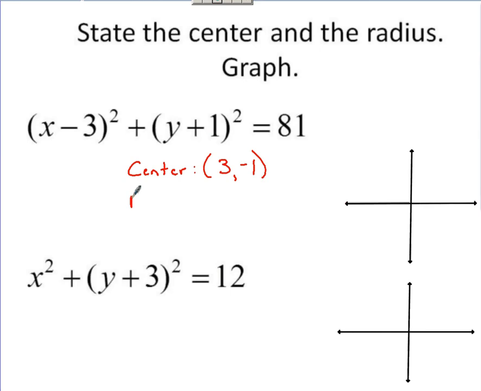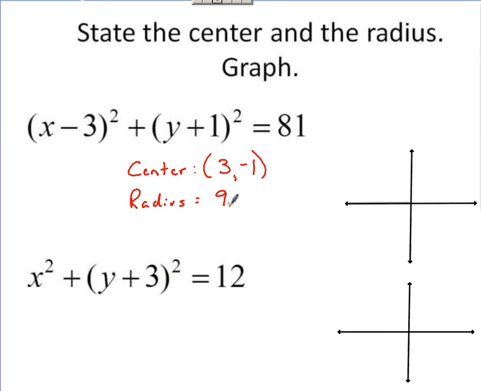The radius, well, this is my r squared over here. So r squared is 81, meaning I take the square root, right? So my radius is going to be 9.